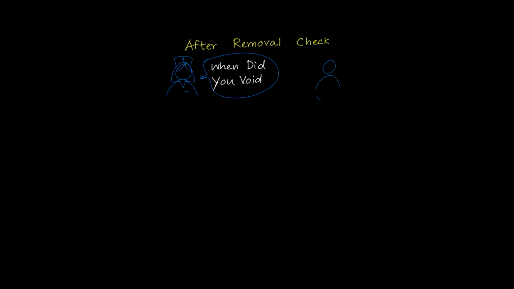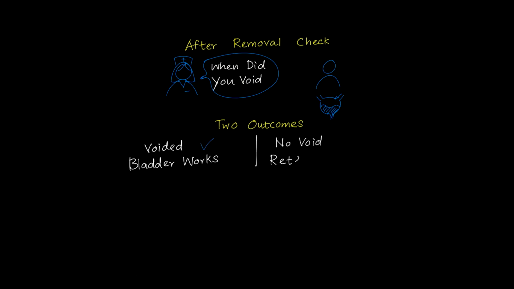After a catheter comes out, the nurse needs to know if the bladder still works on its own. The study guide directs nurses to ask the patient when they voided after removal. That question is short, direct, and checks the most important outcome. Did the bladder empty without help? If yes, the system is working. If no, the patient may be heading toward urinary retention and needs a bladder scan or another intervention.